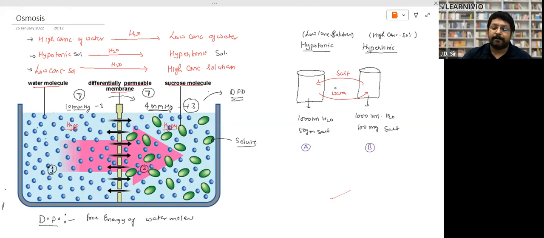Suppose I connect them both through any means, a direct connection. What will happen? Salt will start moving from higher concentration to lower concentration. Means diffusion of the salt will take place from hypertonic to hypotonic, and diffusion of water will take place from hypotonic to hypertonic. Is that clear?